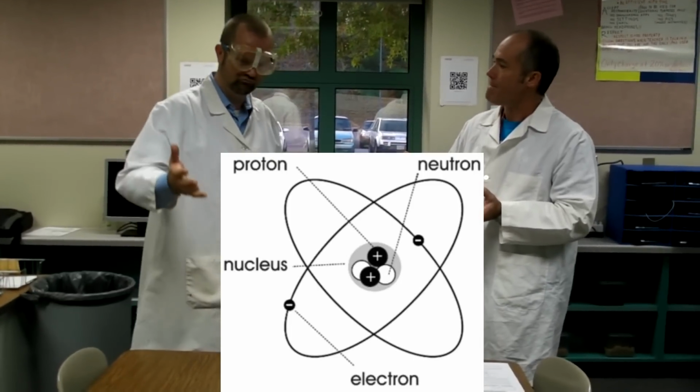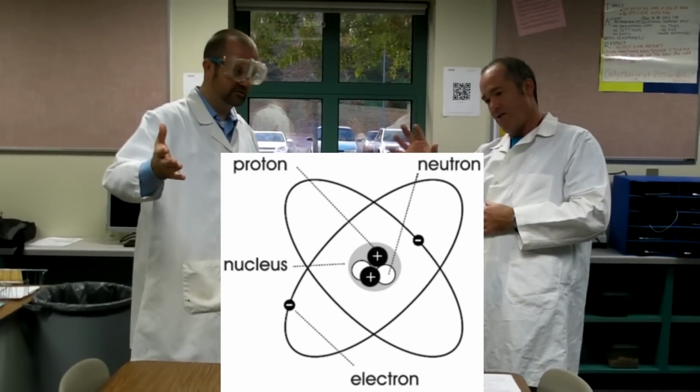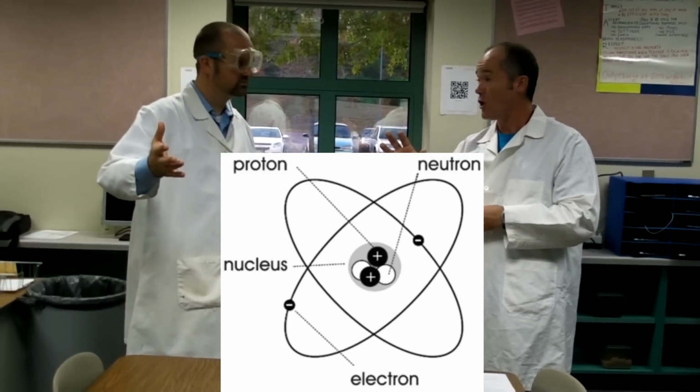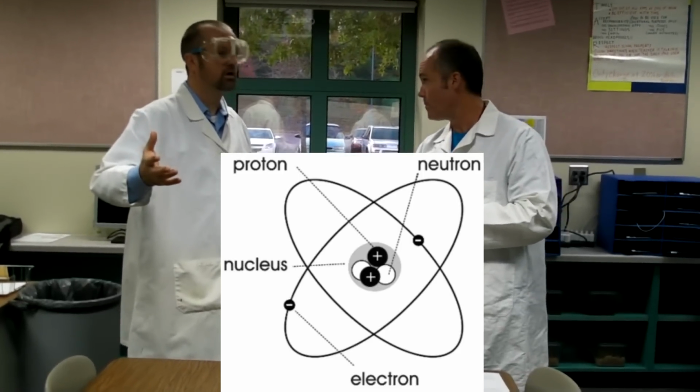So if you take a look at our graphic, you would see that we have different parts of a single atom. All right? Now, in the center of that graphic, you have something called the nucleus. And that's where we get our term nuclear power.